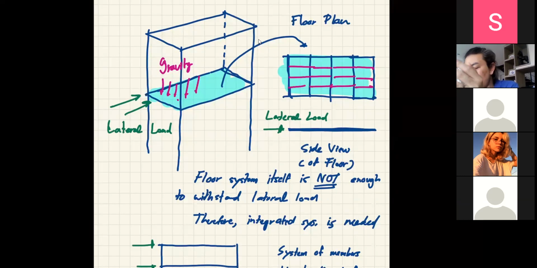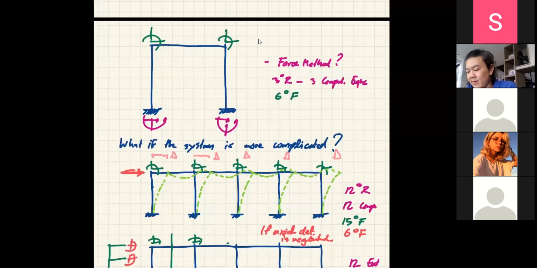Okay, so when you have a building like this, let's take a look at this building. Okay, and I'm going to redraw it.